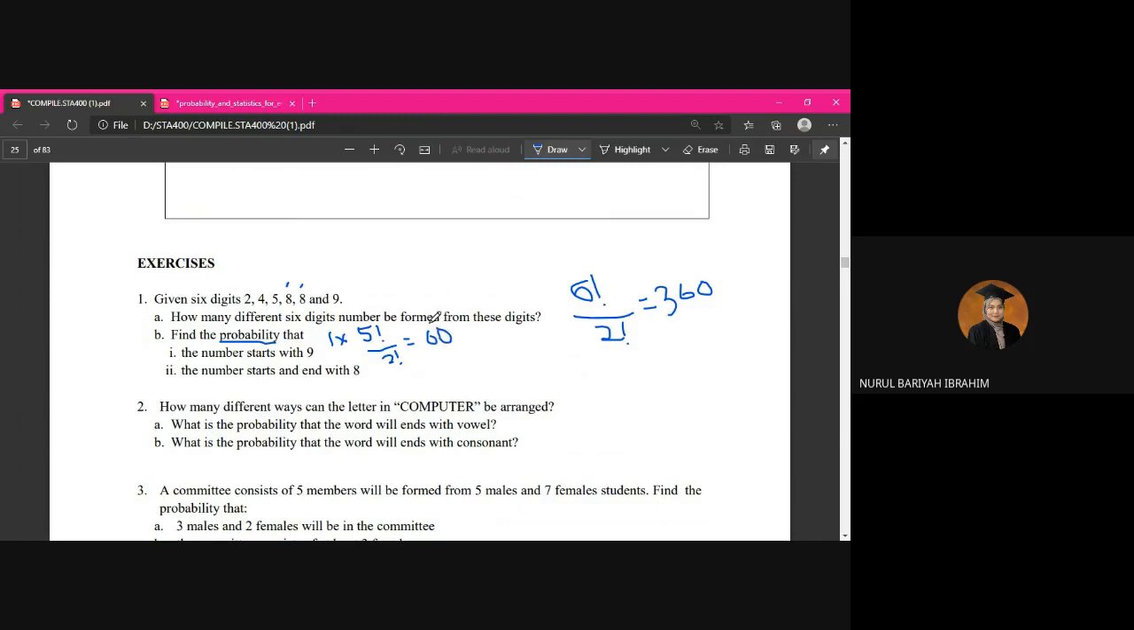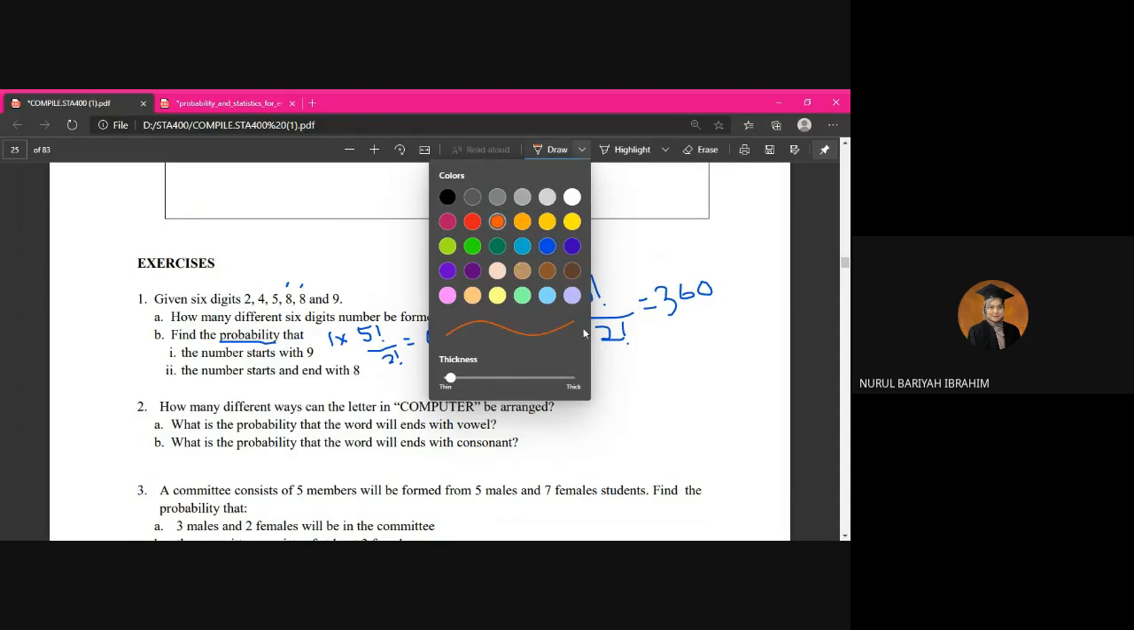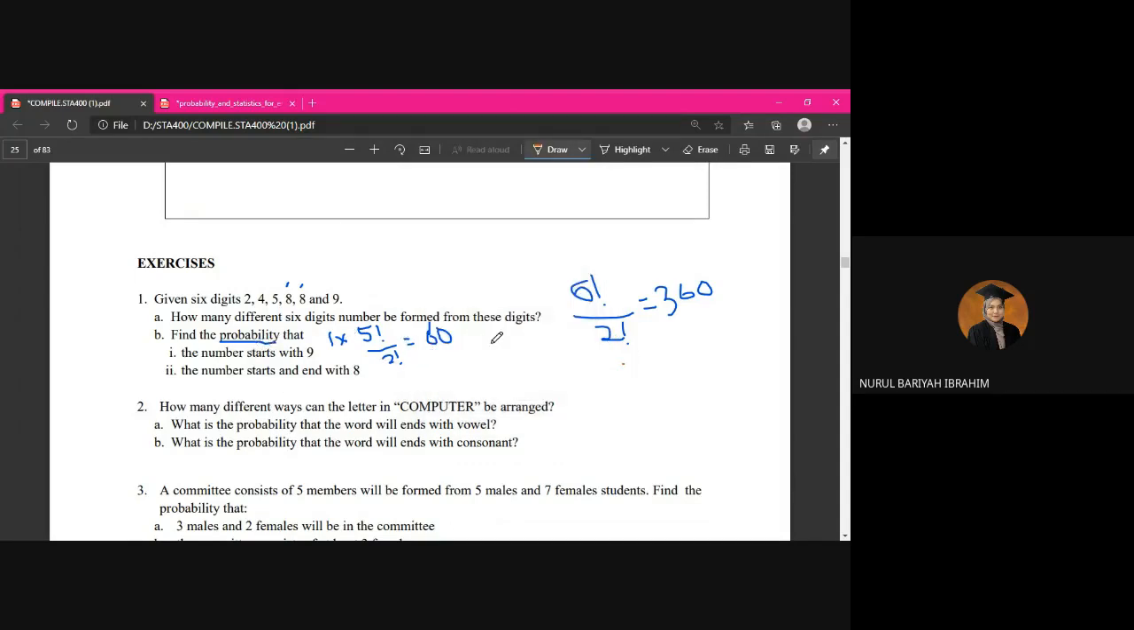Tapi soalan dia nak you cari nilai probability. So untuk jawab soalan ni, probability-nya will be 60 divide dengan sample space. Ini event. Sample space-nya yang mana? Sample space-nya yang pertama tadi. Kita nak just form the 6 numbers without the condition. So the probability will be 60 divide 360. The answer will be 1/6, right? Okay, 1/6 ataupun 0.1667. Okay, so that is how you find the probability.